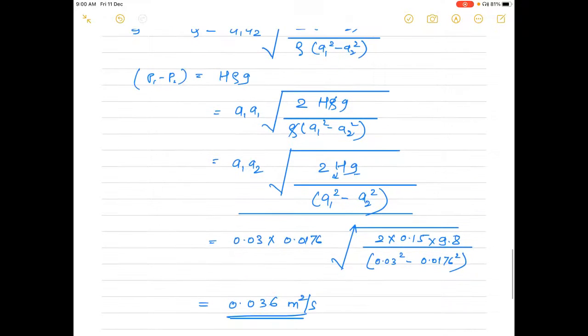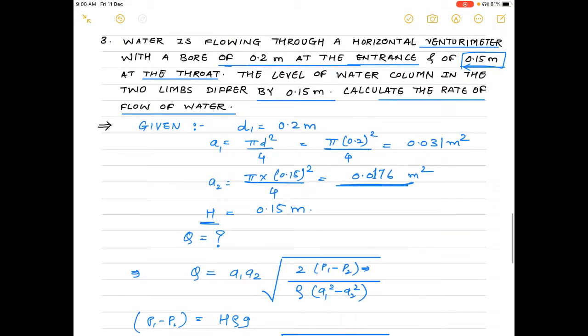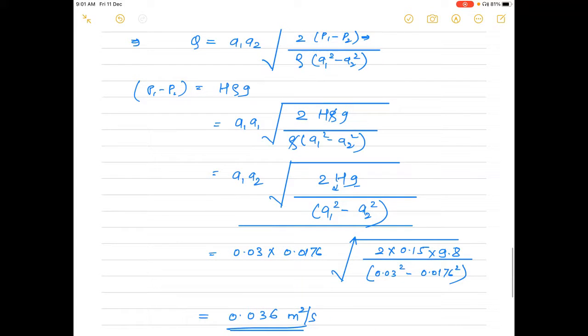In this way we can find out the rate of flow of water by using a venturi meter. If you know the required terms, that is the area of the pipe at entrance, the area of the pipe at throat, and also the level difference between the two limbs, or the pressure difference between the two points, if you know any one of those, you can find out the rate of flow of water by using a venturi meter.